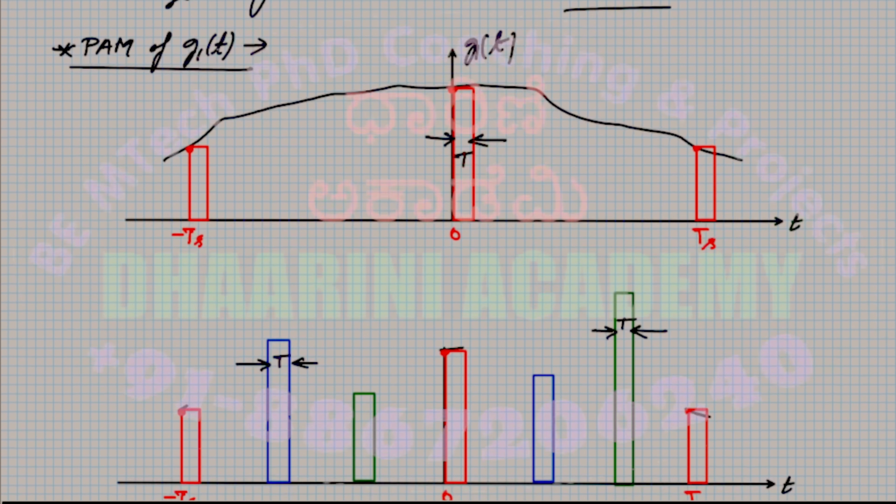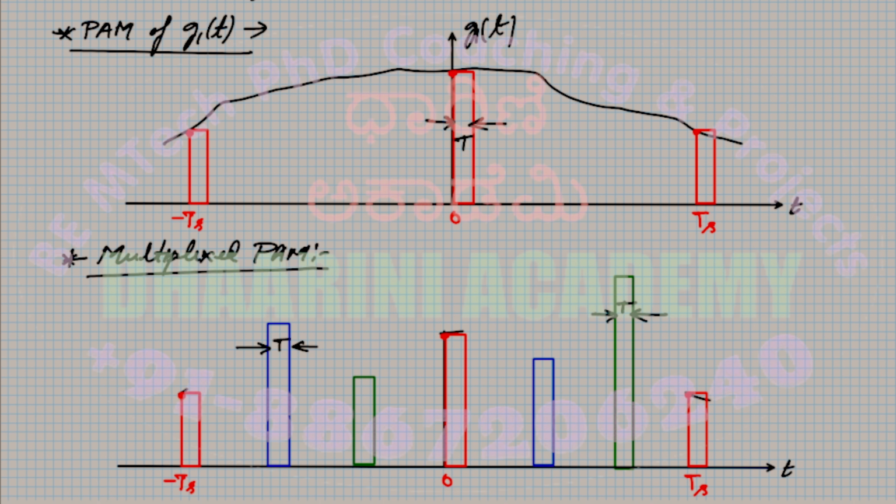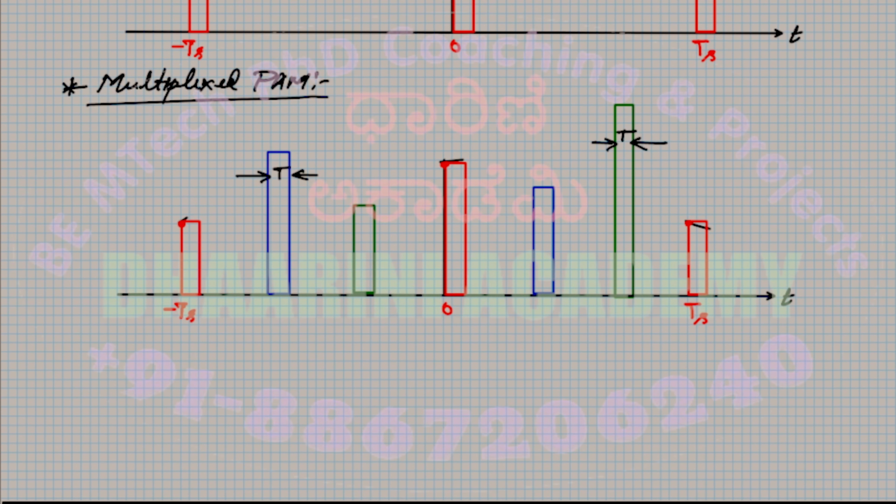But now we do the multiplexing. So this is the multiplexed PAM. It looks like this. Right, if you want, we can try to do one more thing that makes it very clear. So I'll use the colors. Okay, so the red colored waveforms are something like, so what is this? This is G1 of T.